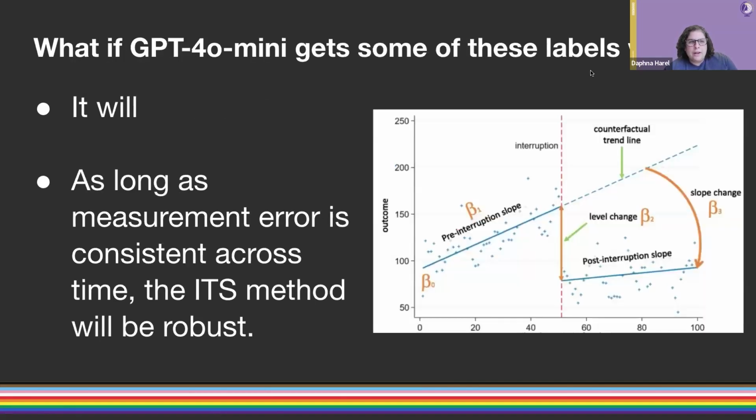But of course, what happens if GPT-4o mini is wrong? I mean, it will be, right? You'll show it some tweets and it'll say that they're fine when actually they're kind of nasty and probably shouldn't be on the internet. And maybe it'll get some wrong in the other direction. But as long as the measurement error is consistent across time, then our actual estimate will be robust to that, because we're looking at a relative change in slopes and not an incidence or prevalence rate of just how much hate speech there was on the platform.